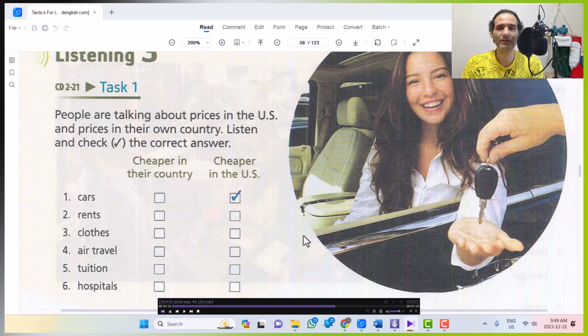Air travel in the United States is cheaper. She feels it's because the country is vast and because the population is large. So there is a lot of demand for air travel, keeping the price low.